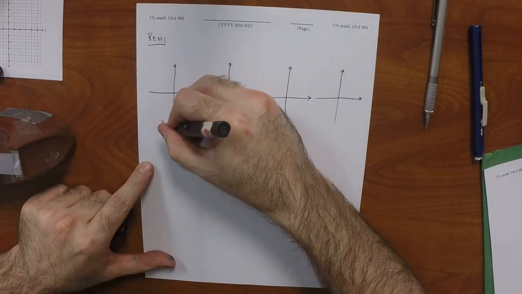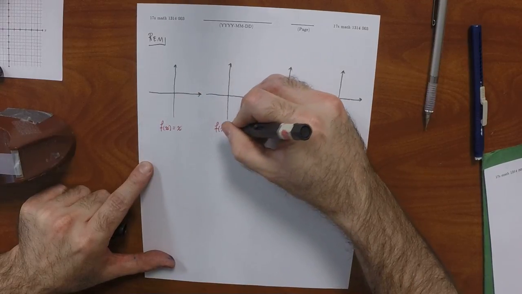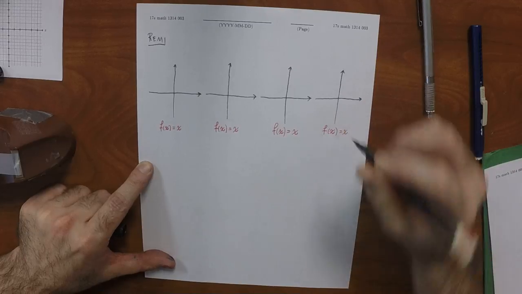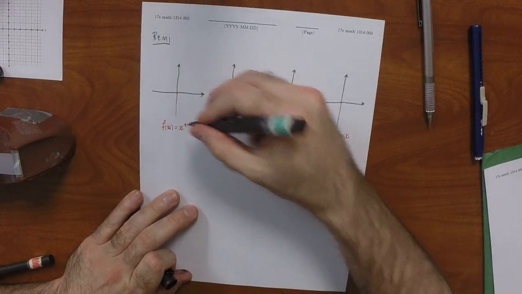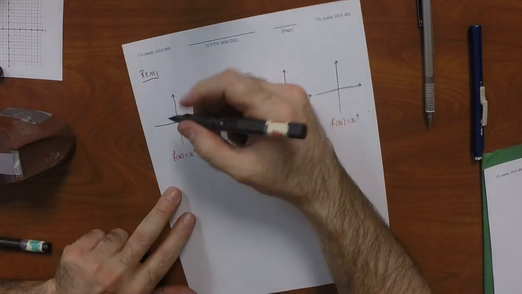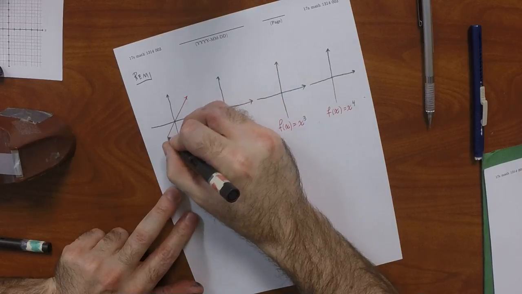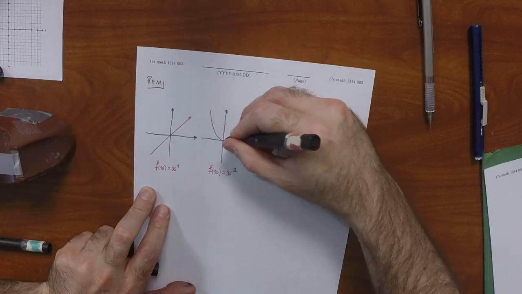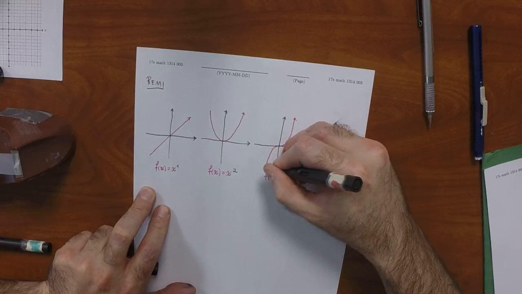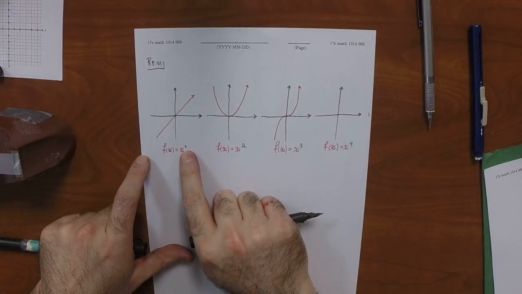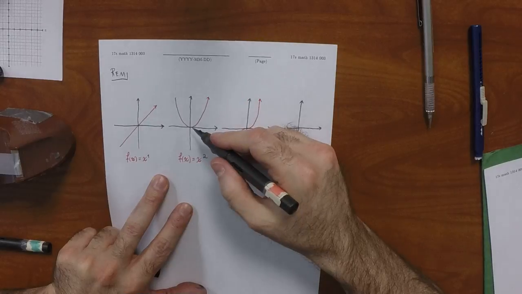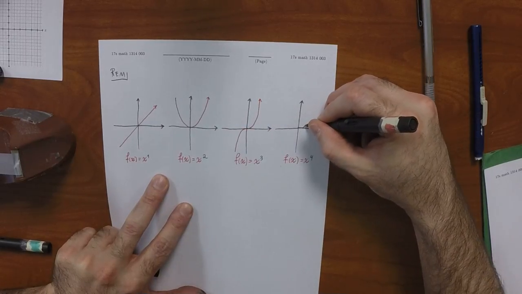Just to say, f of x is x, f of x is x, f of x is x, f of x is x. And then now I write the exponents, so this will be with exponent 1, and then 2, and then 3, and then 4. So we did the first three. They look like this. Notice that 1 is odd, and like the cubic, it has one arm up and one down. The next one is like the parabola, except it will be flatter near the origin and steeper away from the origin.